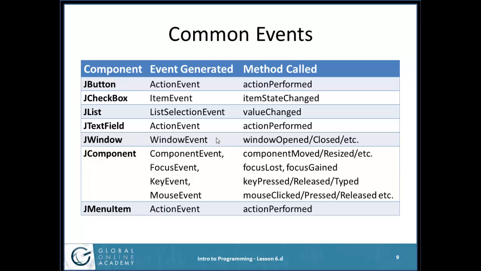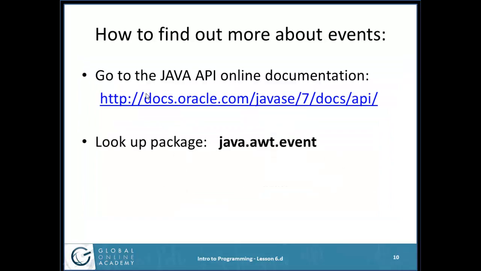For JWindow, I get a WindowEvent. And depending on what that window event is, window open, window closed. For JComponent, I get a ComponentEvent, or a FocusEvent, or a KeyEvent, or a MouseEvent. Normally, I don't need to handle those. The default is fine. If I have a JMenuItem, which we'll do in our next lesson, I get an ActionEvent with the method actionPerformed. Notice the menu item, the text field, the JButton all use the exact same event and methods.